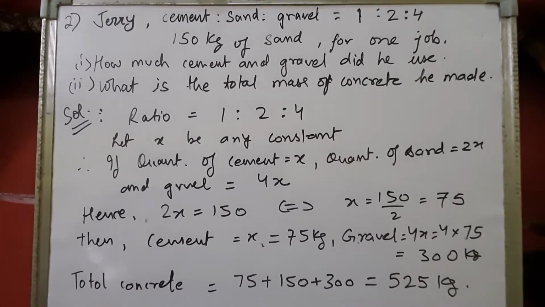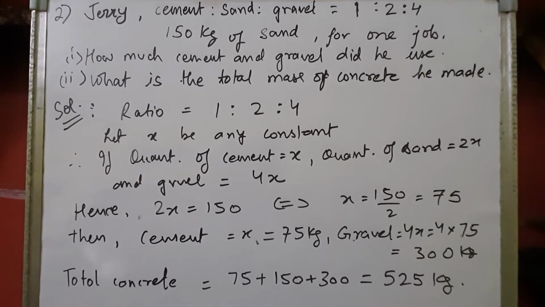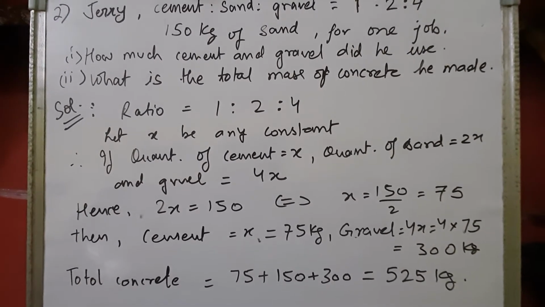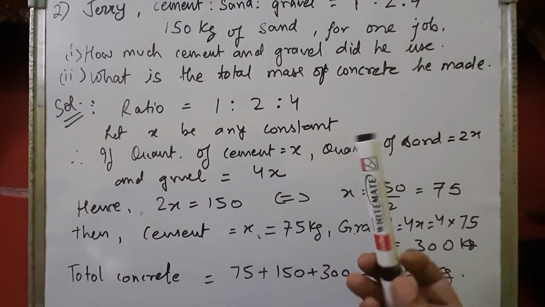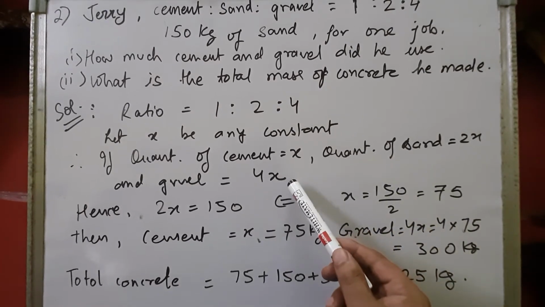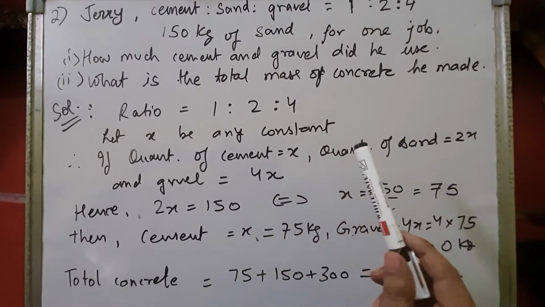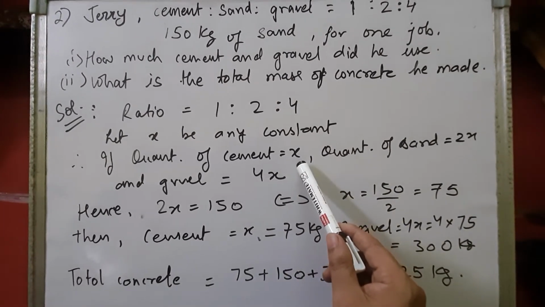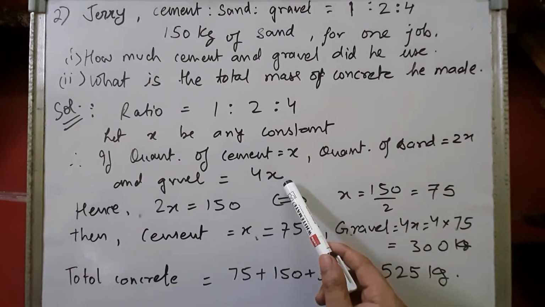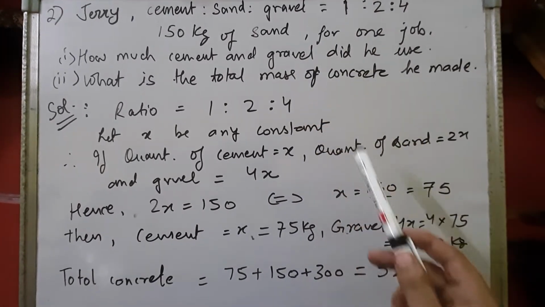The ratio that they have given is cement is to sand is to gravel is 1 is to 2 is to 4. Right? We'll assume that let x be any constant. So if the quantity of cement used is x, quantity of sand used is 2x, then the quantity of gravel will be 4x. Right? So cement, sand and gravel quantity we have obtained. Cement is x kg, sand is 2x kg and gravel is 4x kg. Now we are given the quantity of sand, which is 150 kg.